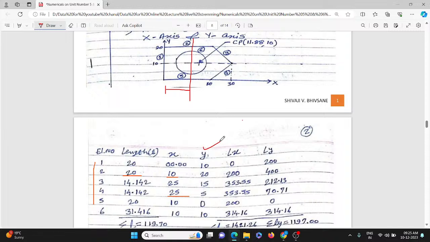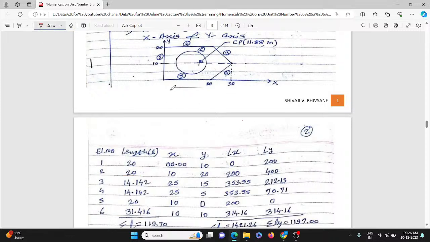So what is Y? Y is nothing but the distance of the centroid of that particular element from the x-axis. That is nothing but Y.